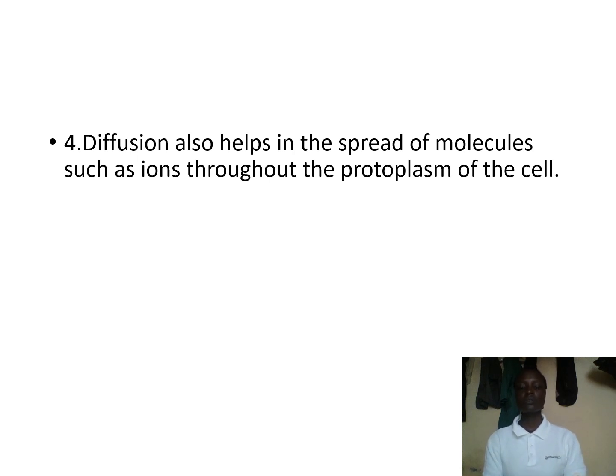We also look at the roles of diffusion in living organisms, where we say in plants, diffusion occurs during the process of photosynthesis, where carbon dioxide will diffuse through the stomata into the leaves, and the oxygen will diffuse out through the same stomata. This all occurs through the process of diffusion.